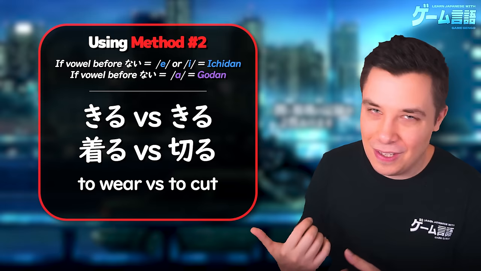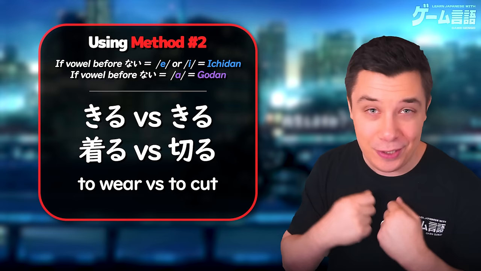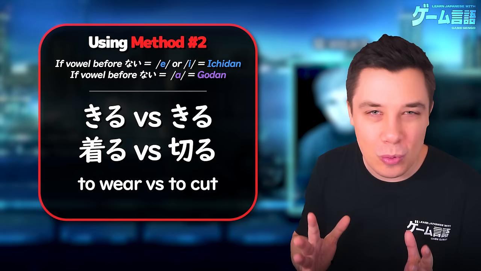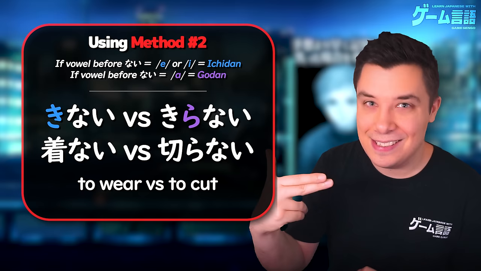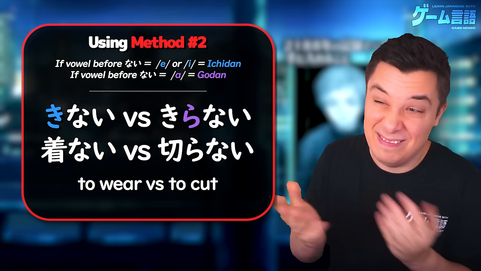Like our previous example with kiru to cut or kiru to wear, well, we can't tell if it's an ichidan or godan. However, when you put it in the nai form, it becomes immediately apparent. Kiru to wear, the nai form is just kinai, but to cut is kiranai. It has an a sound. So in the nai form, I or e is ichidan, so kinai to not wear, ichidan. Kiranai to not cut is a godan.